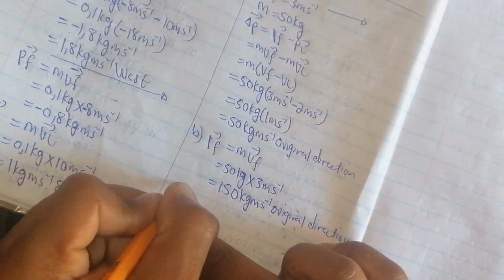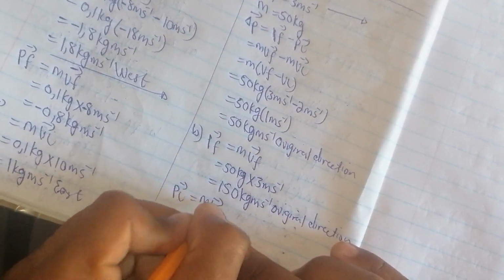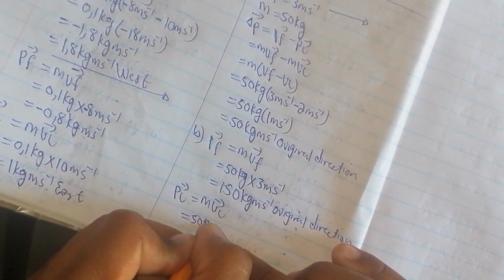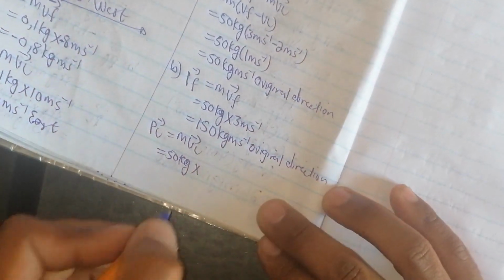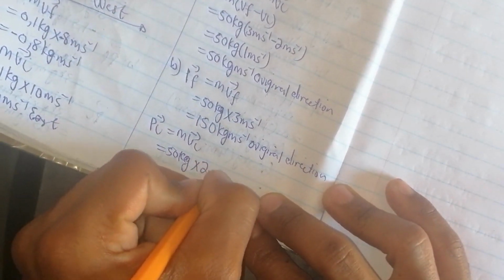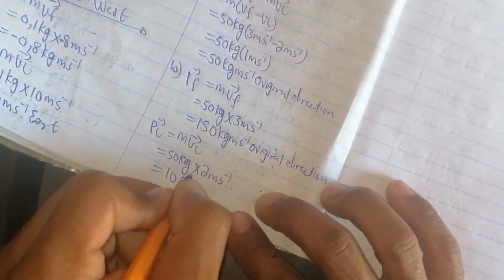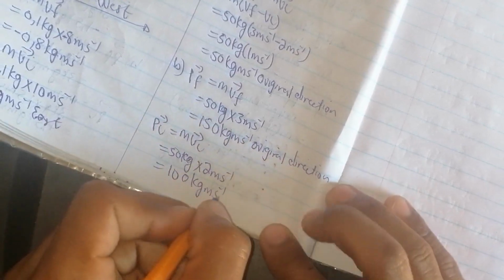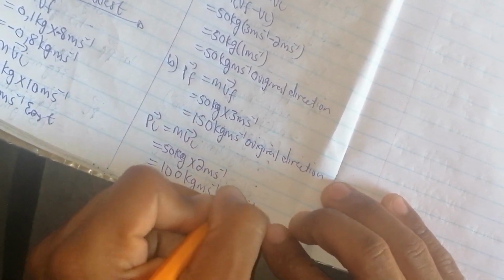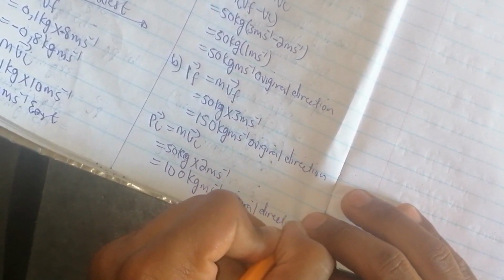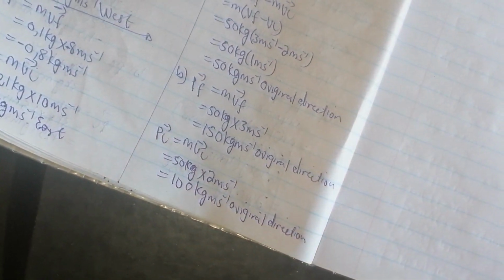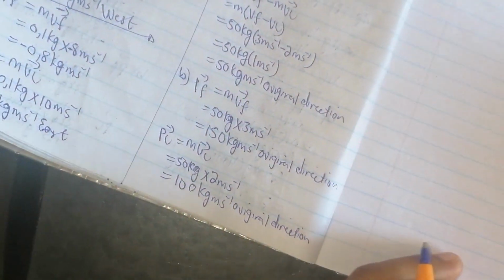And then the initial momentum would be mvi, and this would be 50 kilograms multiplied by the initial velocity of 2 meters per second. 5 times 2, it's 10. Just write your 0. 100 kilogram meters per second, also in the original direction. Very good, because he was just speeding up as he was crossing the intersection. So now we want to demonstrate this. They said use a vector diagram to represent the change in momentum.